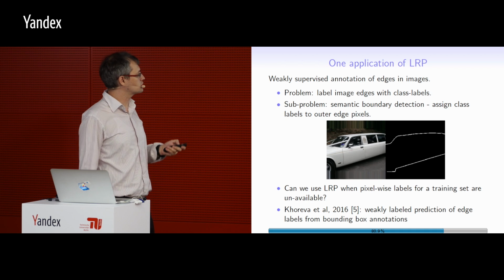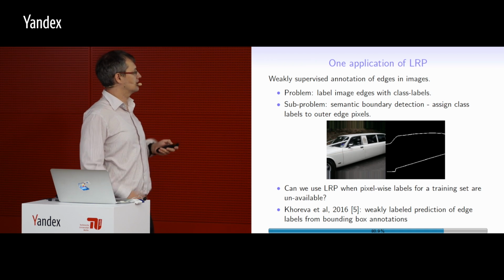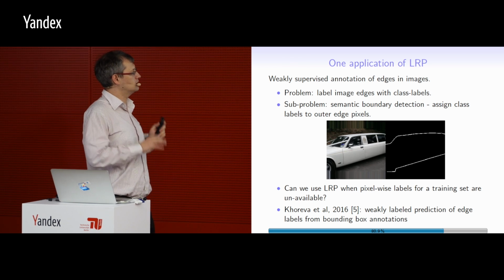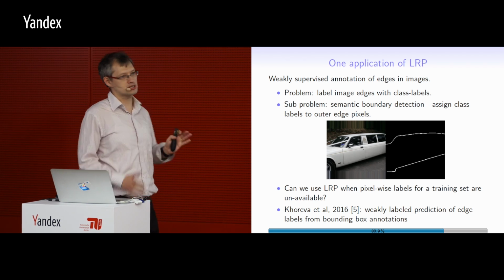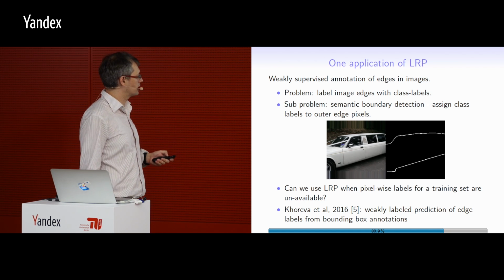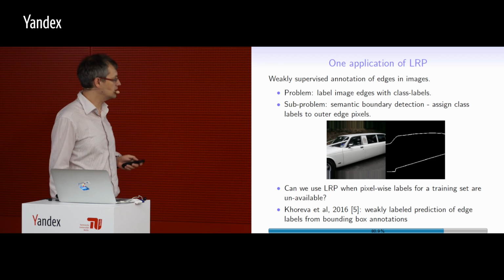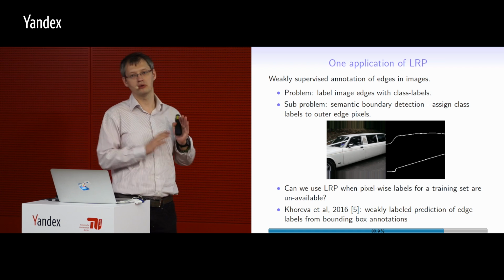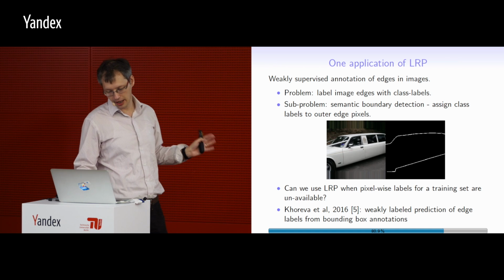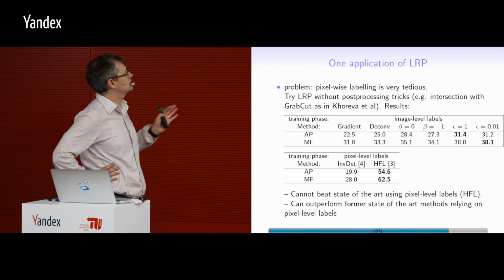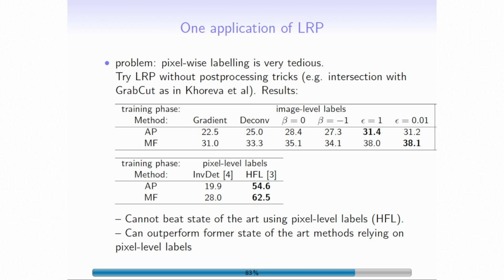So the idea was, can we just use LRP to get approximate labels for image edges when we don't have pixel-wise labels for training, when we just have a classifier trained on whole images. I just want to say there is another paper from the group of Bernd Schiele where they did a similar problem, but they used already bounding box annotations. So we go here really by a whole image classifier, and we tried this out, and we wanted to see the performance of LRP without any post-processing tricks, so no intersection with grab cuts and things.